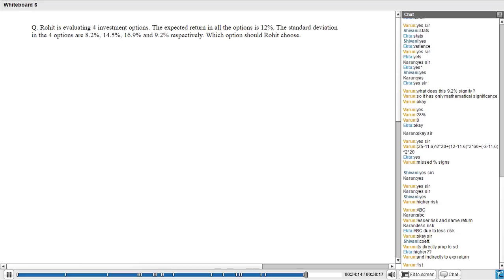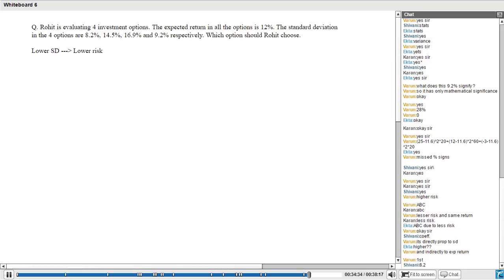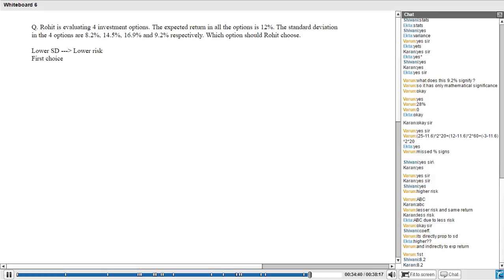So the returns in all these cases are the same. If returns are the same, the lower the standard deviation, the lower the risk. So we will choose the one with the lowest standard deviation. Which is the one with the lowest standard deviation? The first choice. So he should go with the first choice. Yeah, exactly, Shivani. Okay. Let's do another problem.